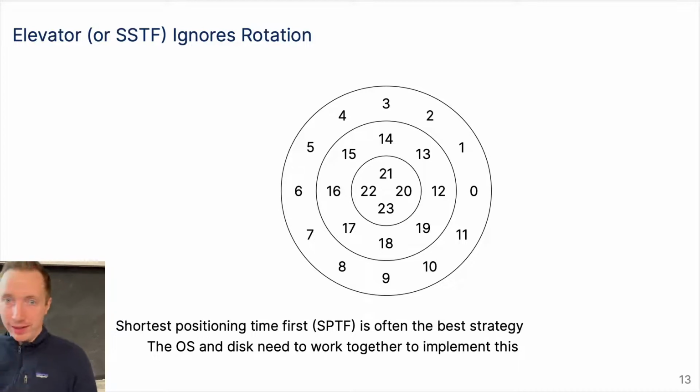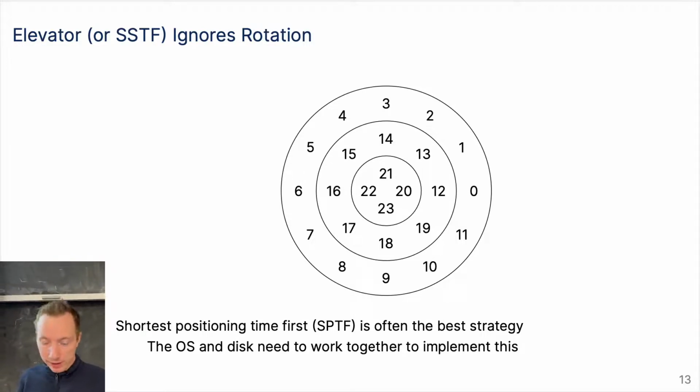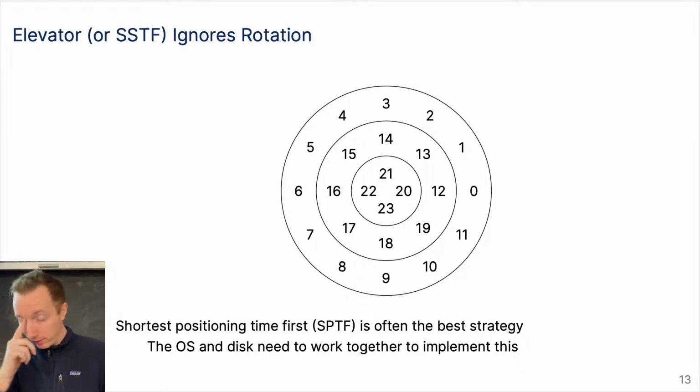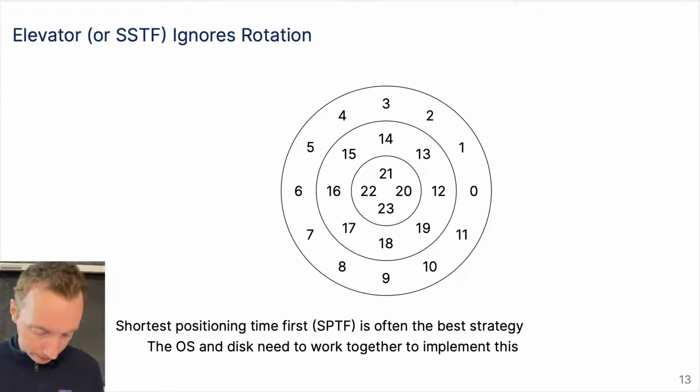What the elevator does too is ignore rotation. Typically shortest positioning time first is often the best strategy, but you need to work together to actually implement that. So elevator, because it ignores rotation, might not be the most efficient thing. So you might want to use a combination of that and shortest positioning time first. You try to minimize the distance between physical sectors so you don't have to rotate the disk or move the arm.